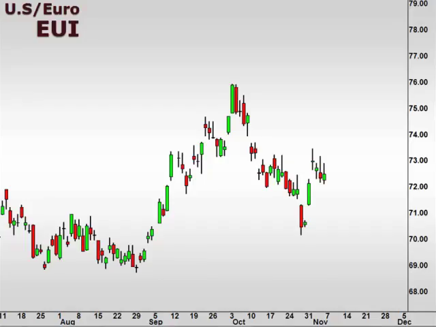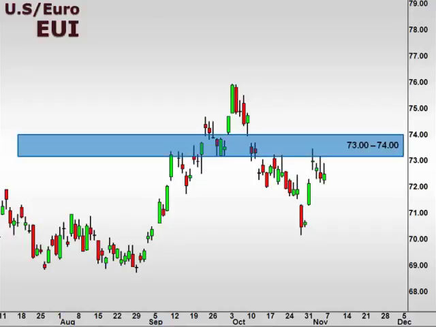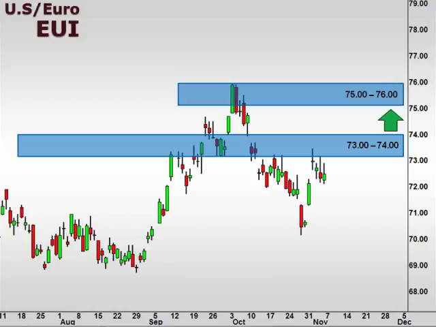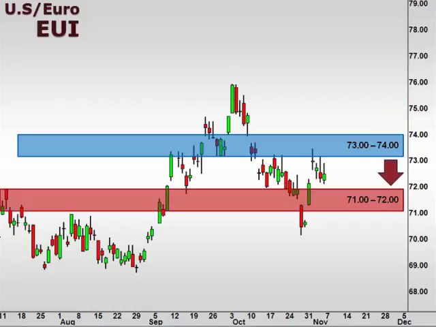Let's take a look at the EUI, the US versus the Euro. Well, the EUI pushed higher last week but reversed at the 73-74 resistance. A break back above 73 opens the window to a move back to the 75-76 highs. A continuation lower is likely to find support down at 71-72.